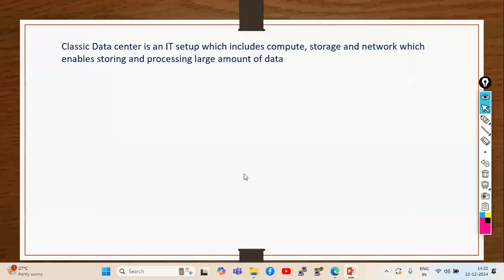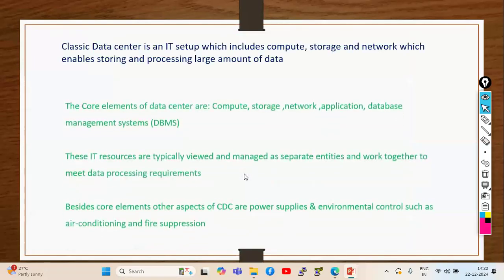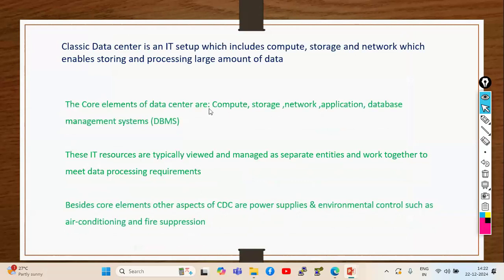You can see here the core components of a data center are compute. Compute means nothing but your servers. Then storage devices, which are required to store your applications. Then network. As I said, when you have thousands of servers, each server needs to talk to each other and to the internet, so you definitely need a network. Then application and DBMS. DBMS is nothing but your databases.